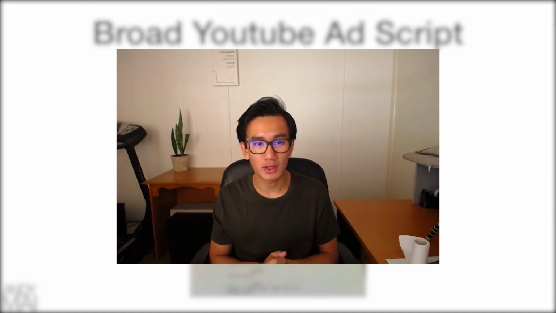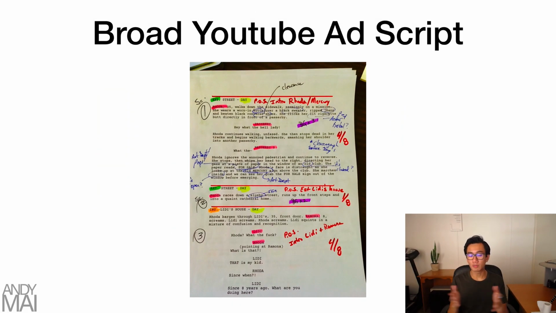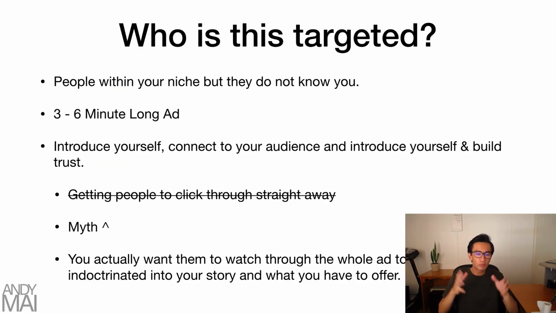But let's get right into today's video. Broad YouTube ad script. So who should your broad YouTube advertisements be targeted to? They should be targeted to people within your niche that don't know about you. So they have knowledge about what you're talking about, but they just haven't heard of you or what you have to offer. Your ad would be roughly 3 to 6 minutes long.